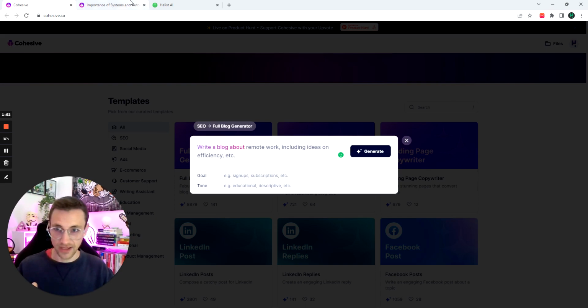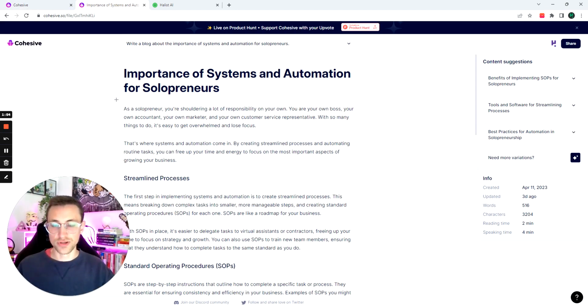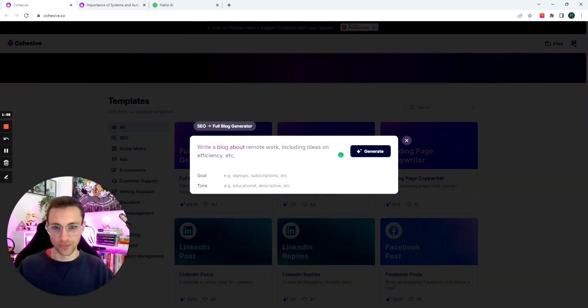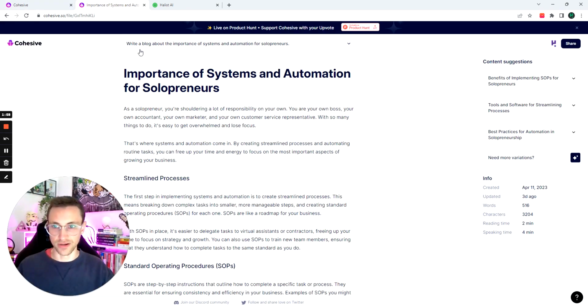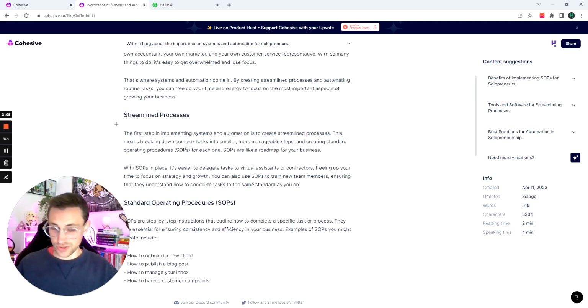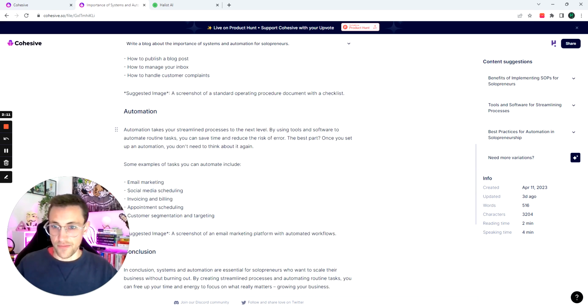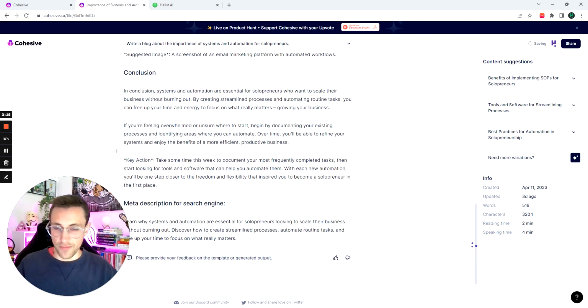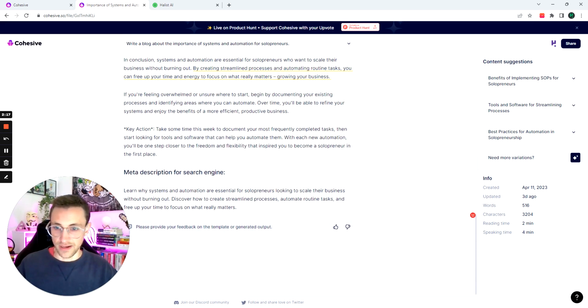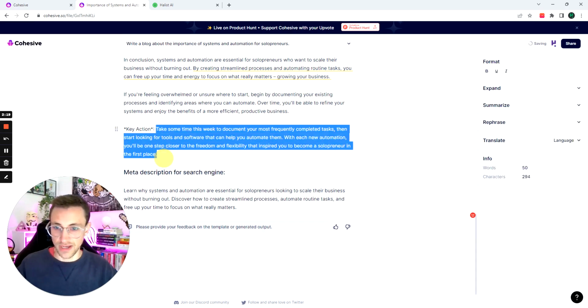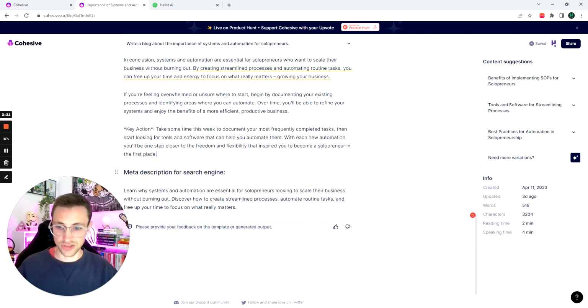But then the output was much more interesting than the prompt. The prompt was really basic. You can even see the prompt here, like "write a blog about the importance of systems and automation for solopreneurs." That's really basic. And the output was good. It was decent. It even suggested ideas for images, and even a meta description, key actions. I thought it was nice. That was actually quite nice.